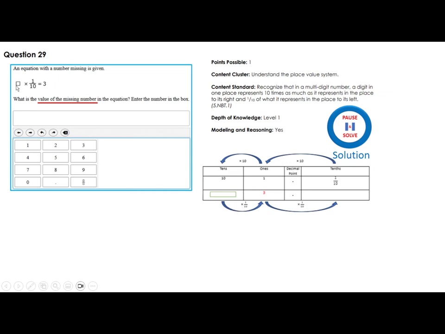So this is a number times 1/10 is equal to 3. When I multiplied by 1/10, which means divided by 10, I got a 3. So that's the number I need. 3 is the ones place and is 1/10 of the missing number. So that's the equation that we have there. So 3 times 10 is the missing number, 30.